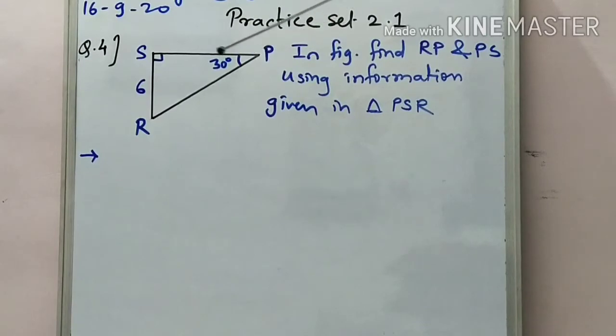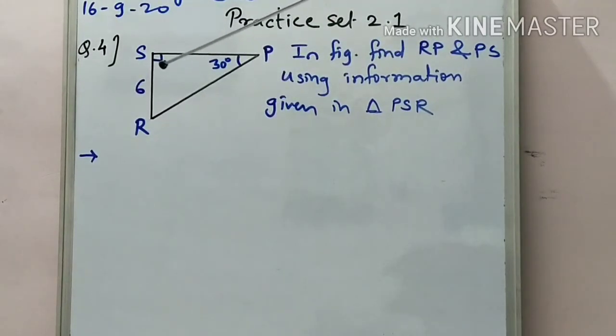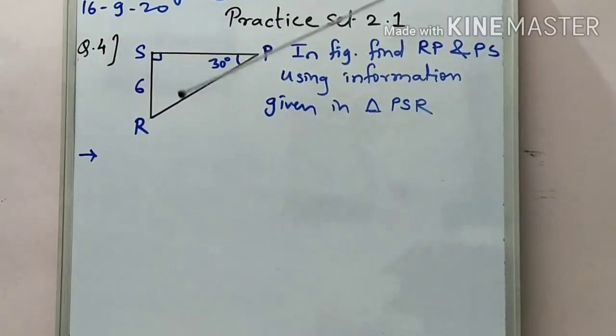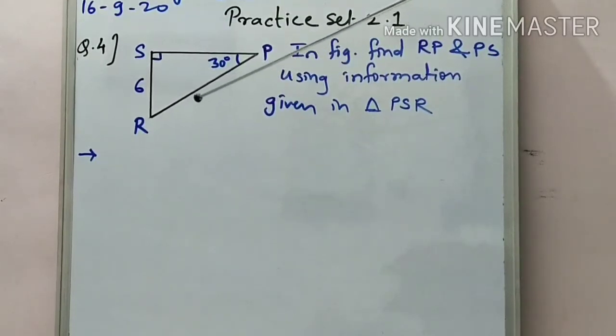As we observe this figure, one angle is 90 and another is 30, so the remaining angle R is 60 degrees. This means we have to use the property of the 30-60-90 degree triangle to solve this example. So pay attention over here.